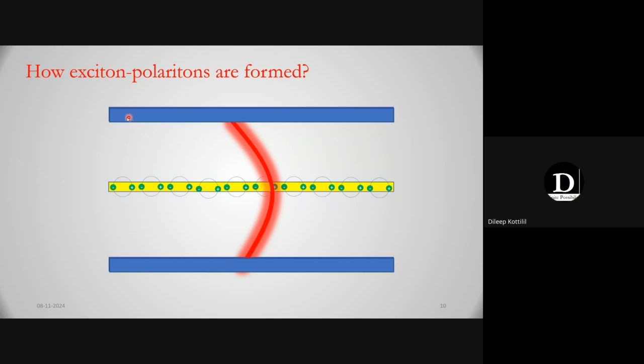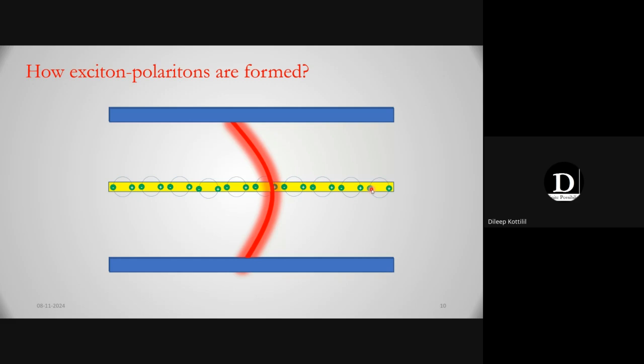You can see that these are the two mirrors of the cavity. The two blue lines are the mirrors, mirror 1 and mirror 2. And this red curve represents the first longitudinal mode. And this yellow sheet, a small thin layer of exciton material, represents the material that is going to provide the excitons to form exciton-polaritons. So what are these exciton-polaritons? Usually, we think in terms of either energy, or photons, or in terms of matter, right? So either photons or matter.